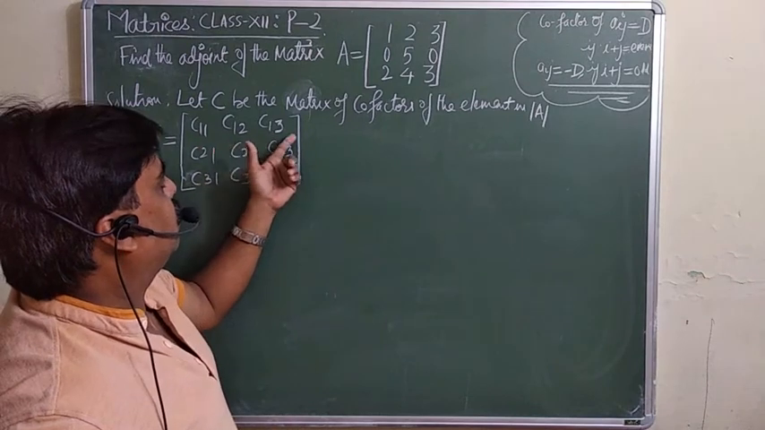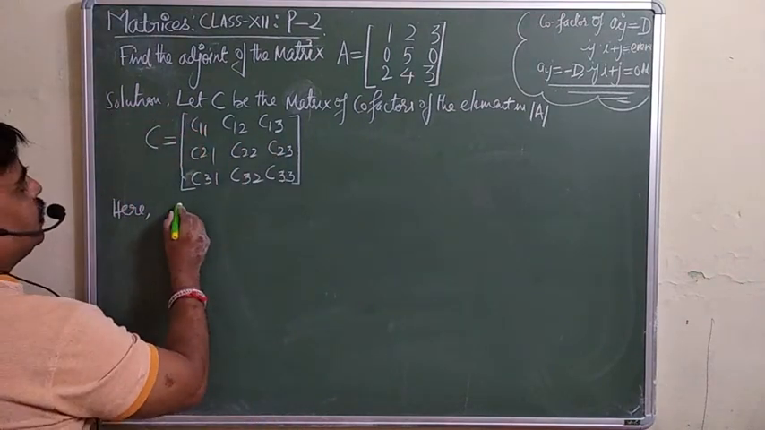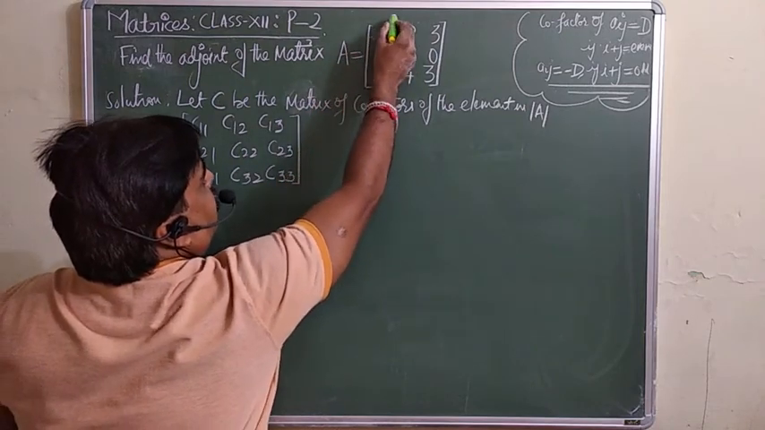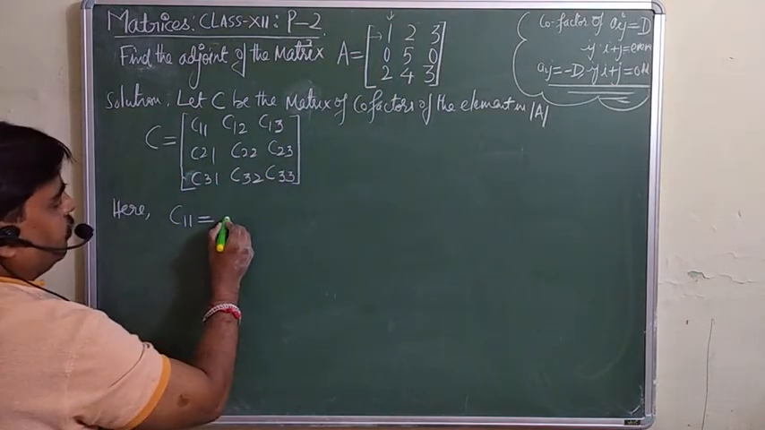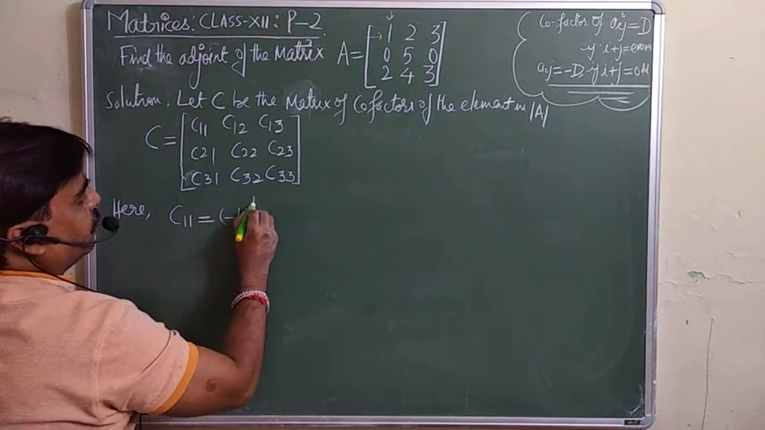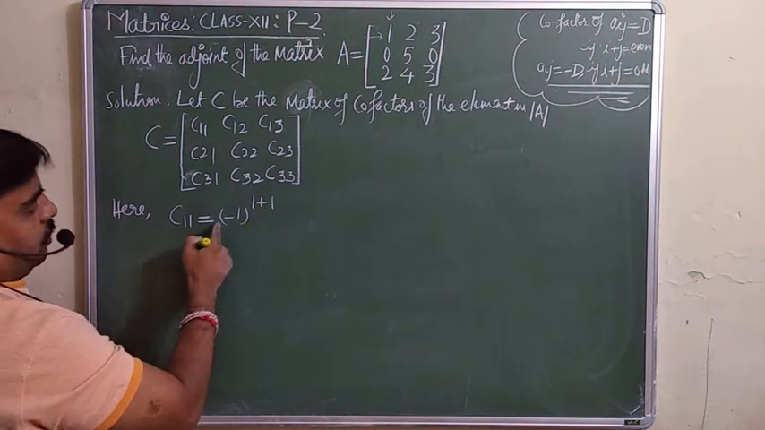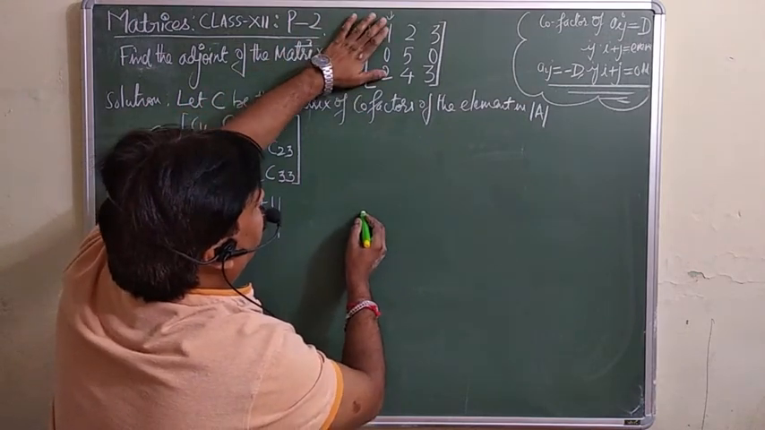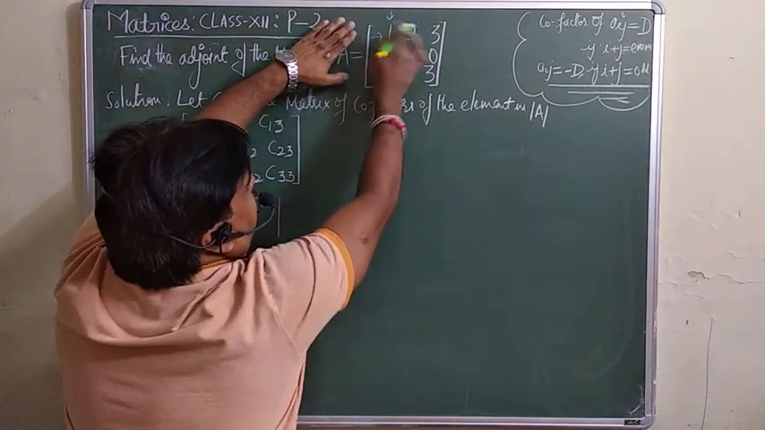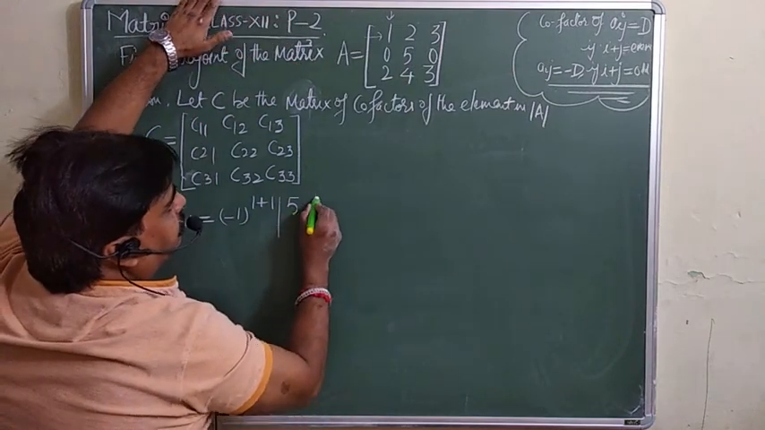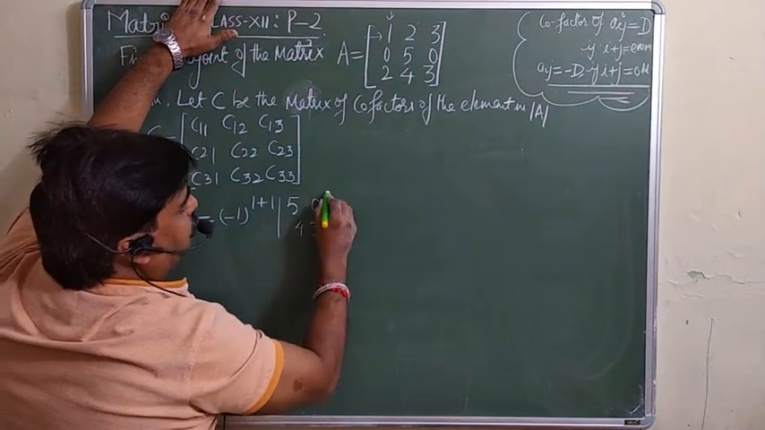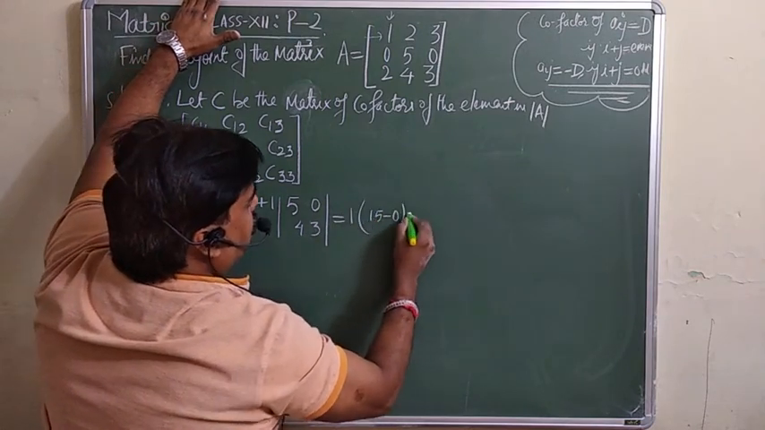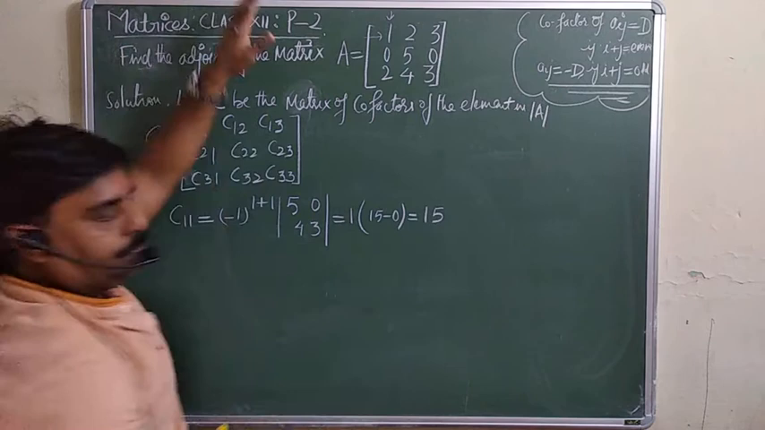C11, C12, C13, likewise. So you want to find out C11, the cofactor for the first element of the first row and first column. So we will write minus 1 raised to power i plus j, 1 plus 1. First row and first column will be deleted. You will get 5, 0, 4, 3. You will solve this one: 15 minus 0. So you will get 15.